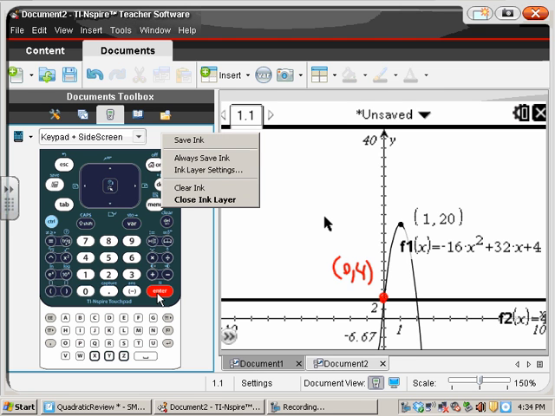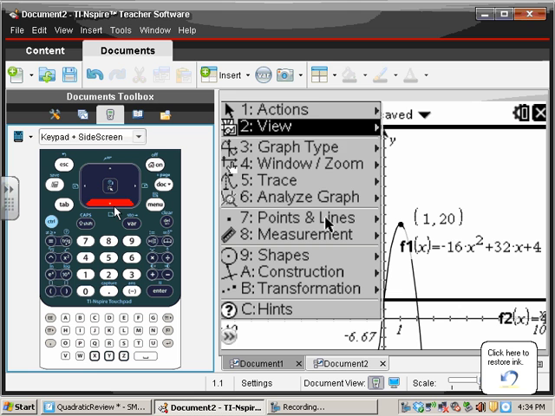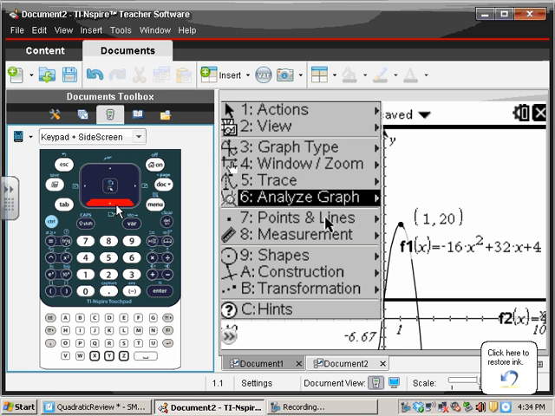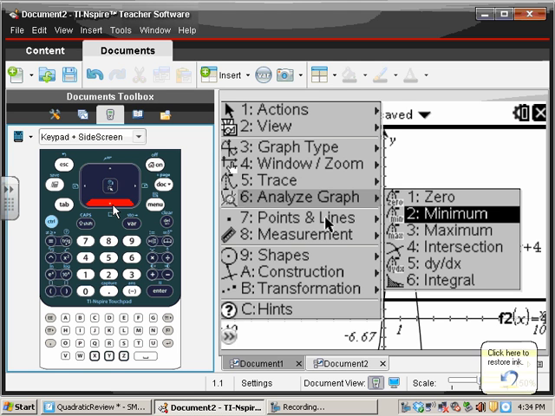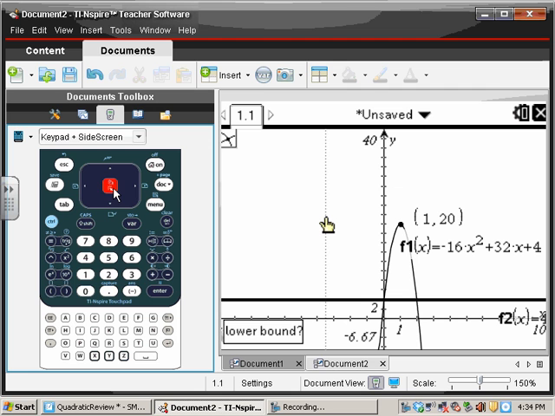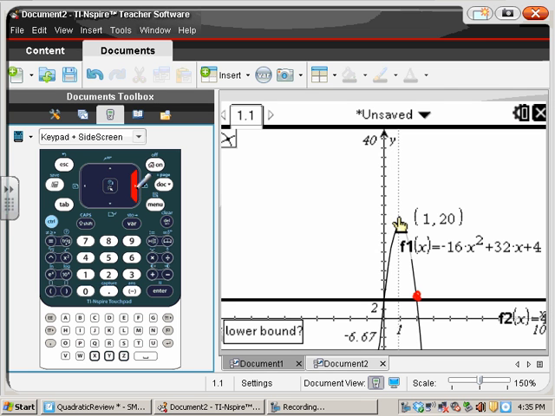So menu, analyze graph. I want that intersection this time. I'm going to find the intersection of those two lines. You can only find an intersection when you have two lines because it takes two to tango when it comes to intersections. So it asks for a lower bound. I click somewhere to the left of the intersection. Here's the intersection here, so I hit to the left of it.